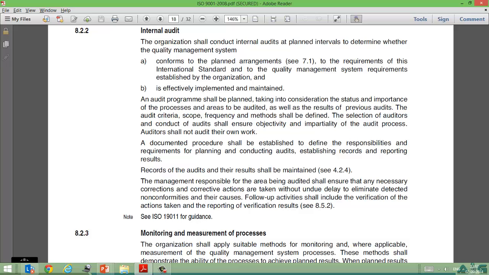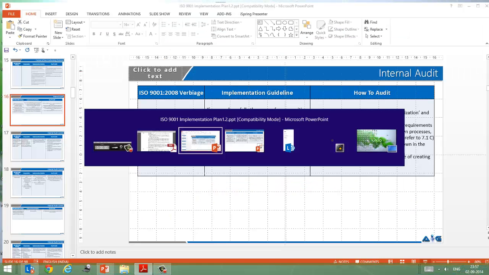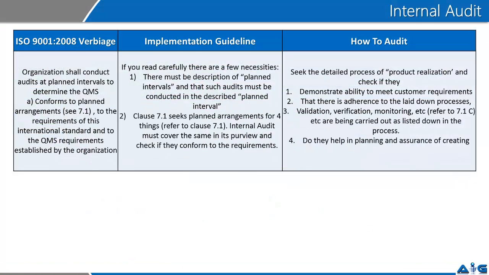The organization shall conduct internal audits at planned intervals to determine whether the quality management system A conforms to the planned arrangements, to the requirement of this international standard, and to the QMS requirements established by the organization, is effectively implemented and maintained. Let's try and understand the implementation guideline and how to audit it.